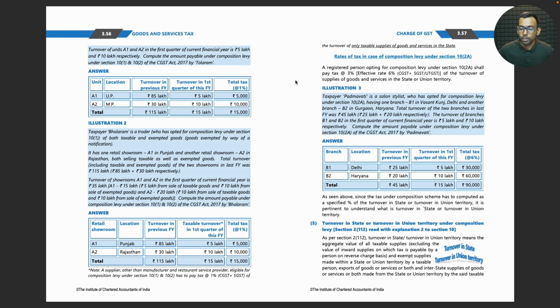Okay, turnover in the previous year is less than 50 lakhs, so you are eligible for composition scheme in this year. So in the first quarter your turnover is only 15 lakhs, therefore you are still not affected by violation. You are eligible to be under composition scheme even now. So 15 lakhs on that, 6% is the effective rate which is given here. So 6% on 15 lakhs is 90,000.